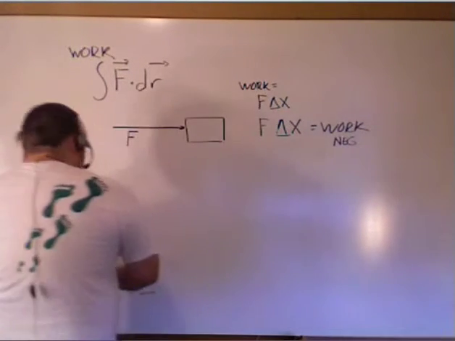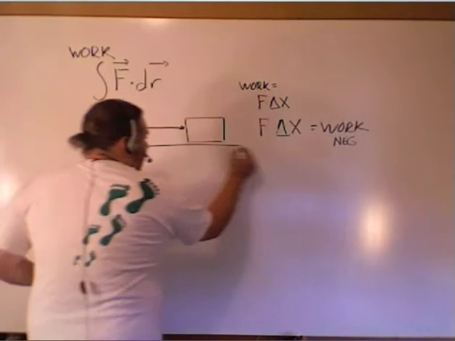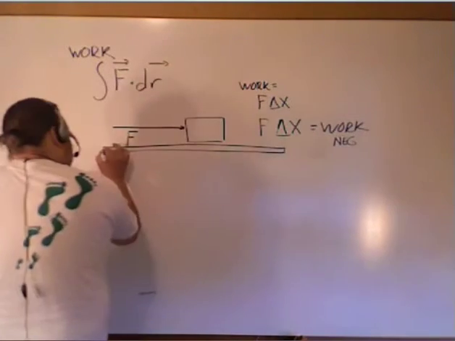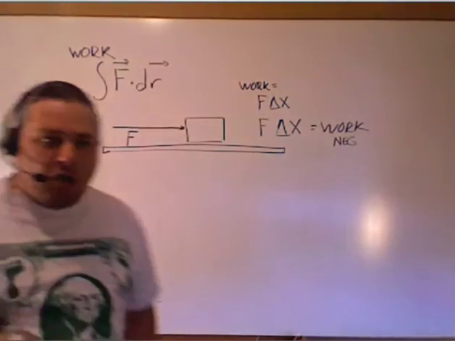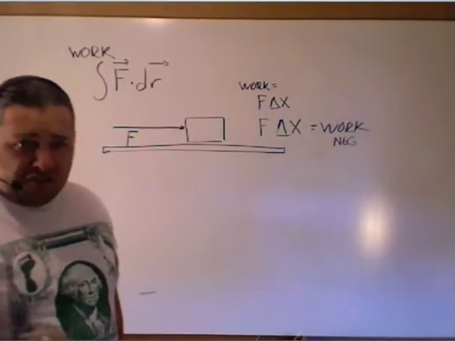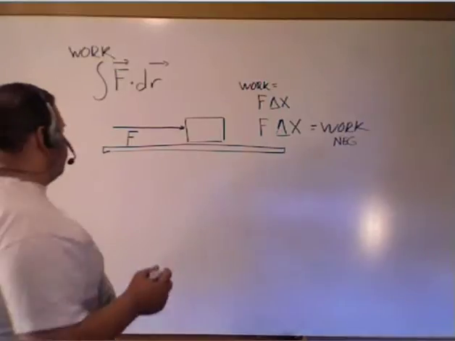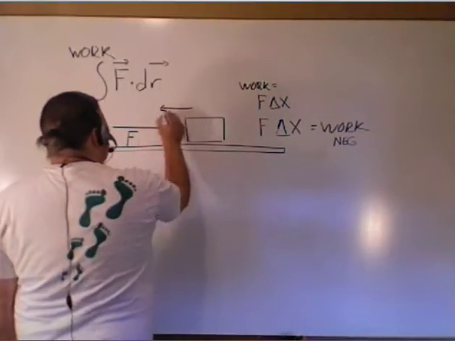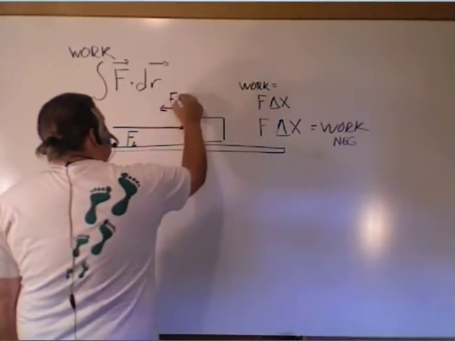So let's say this block is on a table, and I'm pushing that block across that table. Now we go back to our free body diagrams: what forces are acting on it? Well, let's say the surface of the table is rough, so there's a friction force. Here's my applied force, here's my force of friction.